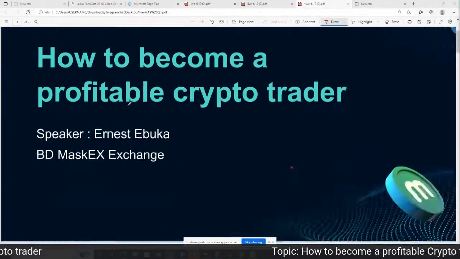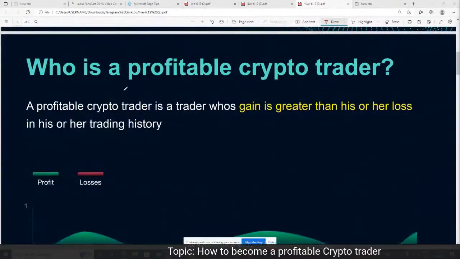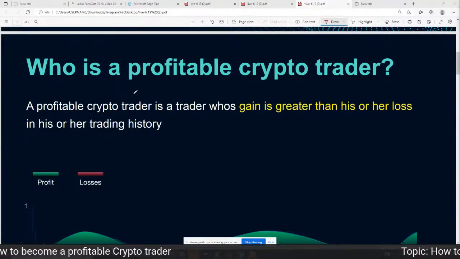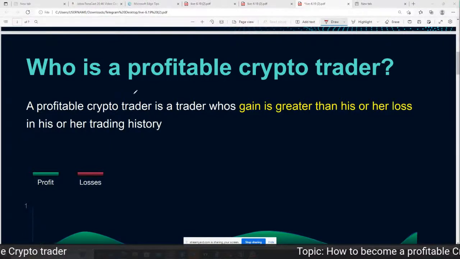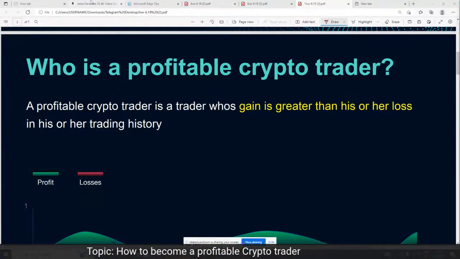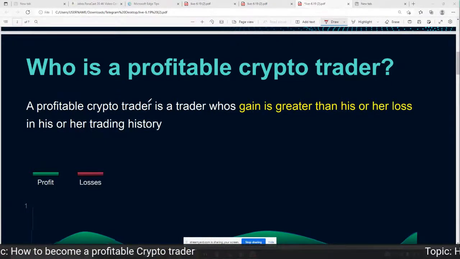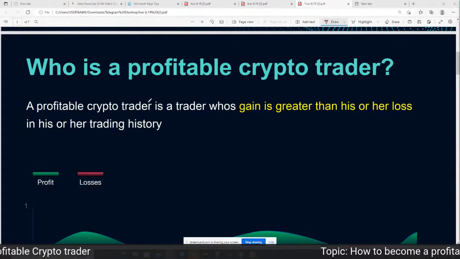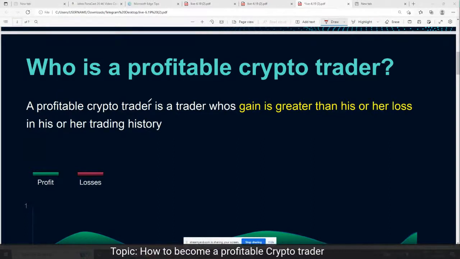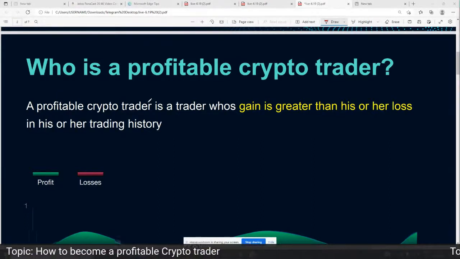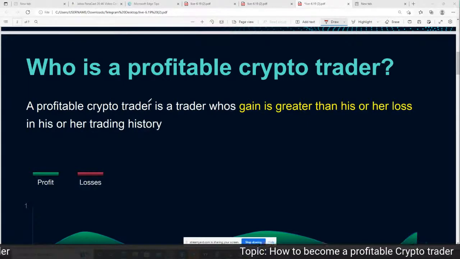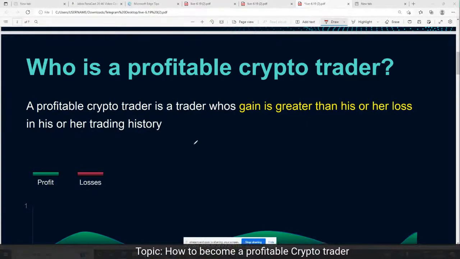So let's start. The question is, who is a profitable crypto trader? A profitable crypto trader is a trader whose gain is greater than his or her loss in his trading history. If your loss is greater than your gains, that means you are not a profitable crypto trader. There is something happening within what you are doing, or something that you are not doing well, and you need to do it well so that you can remain profitable as a crypto trader. So let's forge ahead.